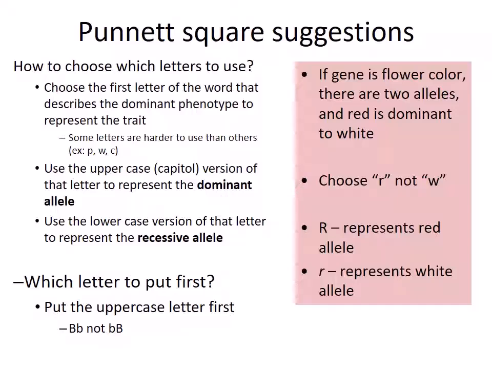So for example, if we were looking at flower color, so that's the flower color gene, and there are 2 alleles, and red is dominant to white, you should choose R instead of W because R is going to code for red, which is the dominant trait. So use big R to represent red and little r to represent white. If you use different letters, it's confusing. There are genes that are named and accepted that use different letters, but at this point in time, use the same letter. So big R for red and little r for white, not big R for red and little w for white.